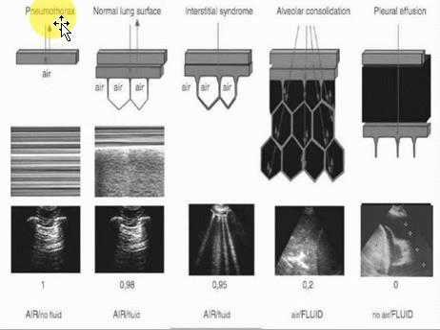See here, all air will be pneumothorax. Most air and a little bit of fluid is normal. When the fluid increases instead of air, it will be interstitial syndrome. If there is more fluid, it is consolidation. If there is no air at all, it is effusion, fluid.